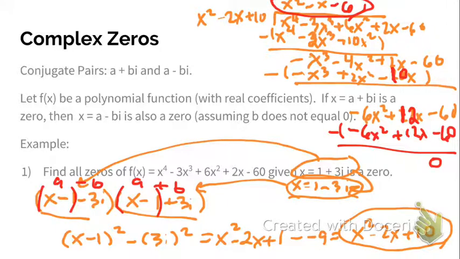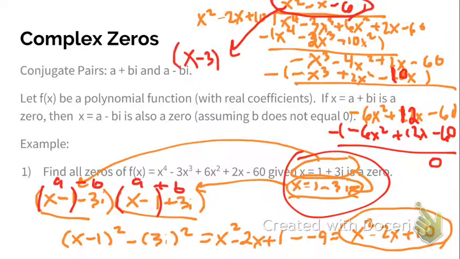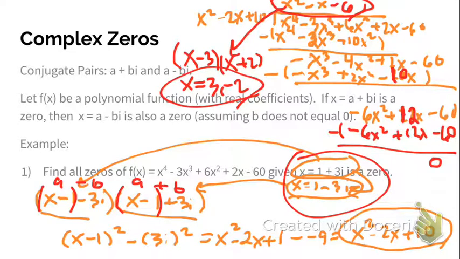So let's just find all the zeros. So we got our first two right here, and then factoring that right there, we get x minus 3 times x plus 2. So our other two zeros are going to be positive 3 and negative 2. So 1, 2, 3, 4 zeros.